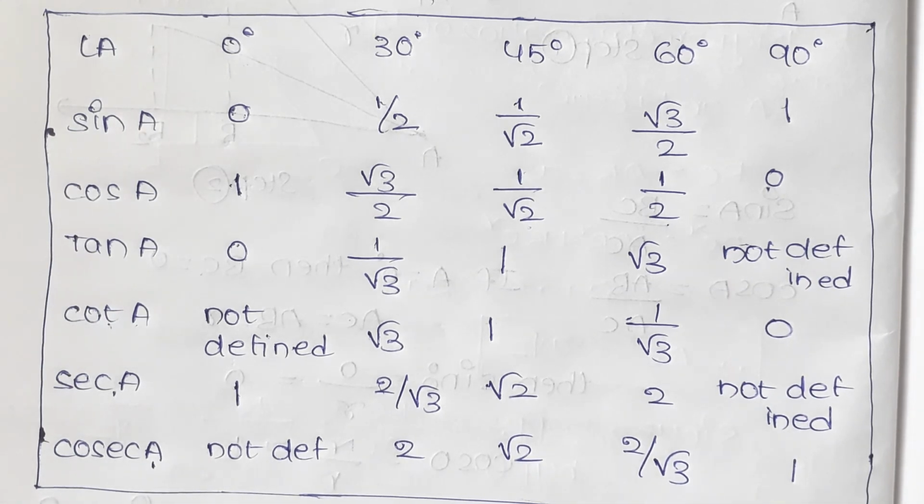And everyone should compulsorily keep this table in mind, and this is how to find the trigonometric ratios of specific angles. In the next video we will discuss some examples based on these trigonometric ratios of specific angles.